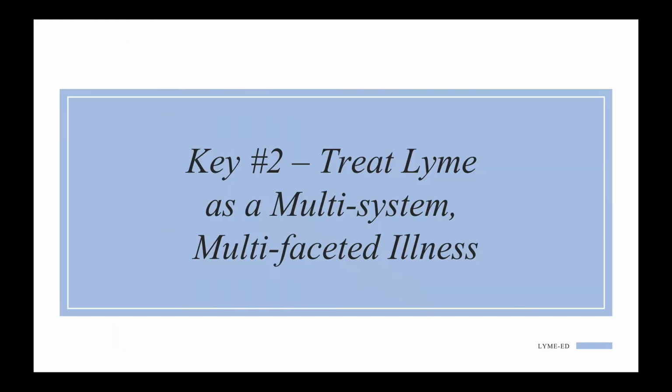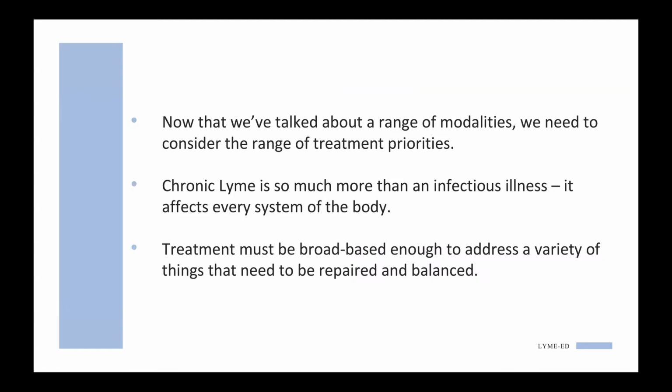So key number 2 to an integrative approach to Lyme is treating Lyme as a multi-system, multifaceted illness. So we've talked about different modalities for treatment. Now we need to look at the range of treatment priorities. So when we look at chronic Lyme, on paper, it's a bacterial infection, but it's really much more than that. It's much more than just an infectious illness. It impacts every system of the body. And so it's important to look at treatment from a broad-based standpoint to address a variety of things that need to be repaired and rebalanced.